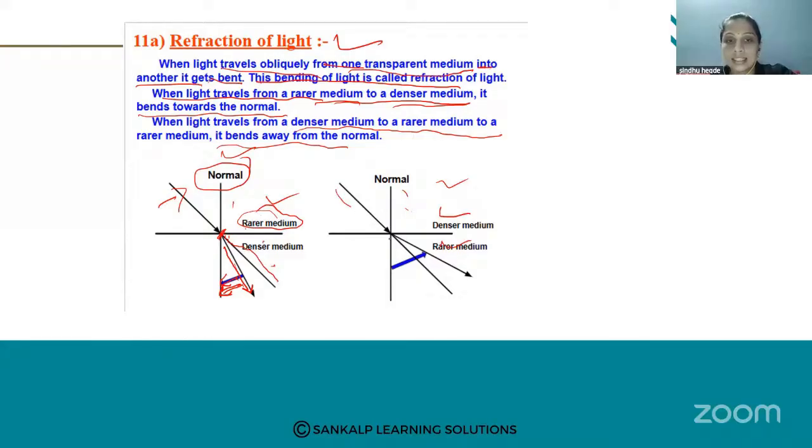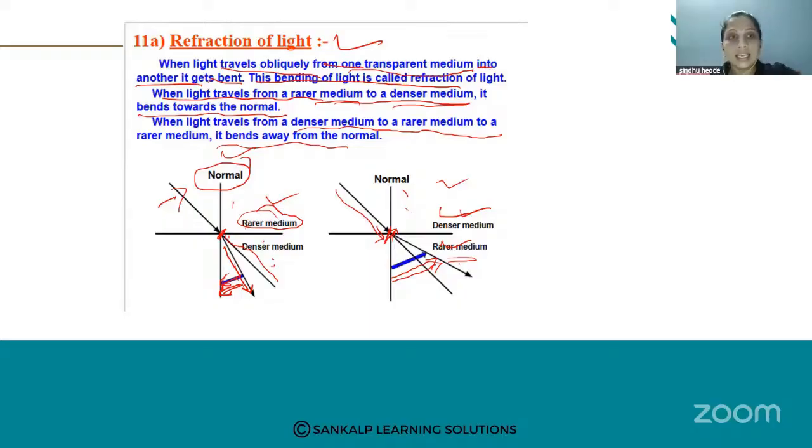Again, here light is incident at this point from the denser medium and it passes from denser to rarer medium. This time the media are reversed. Here it is rarer to denser, here denser to rarer. This time what happens? The refracted ray moves away from the normal, or bent away from the normal. See, this is away, it is going away. Here, this is bent towards the normal. That is the difference.